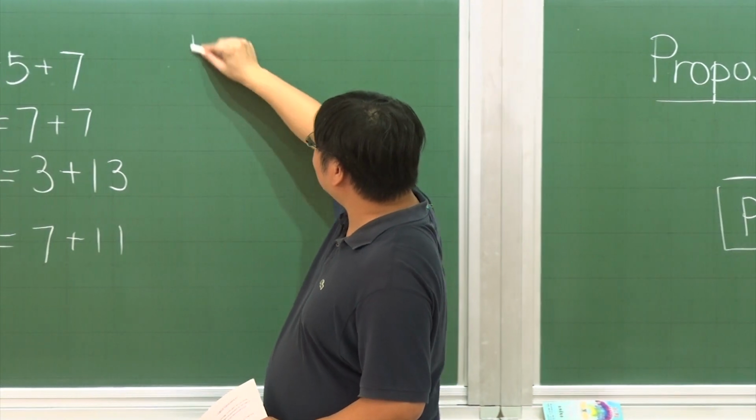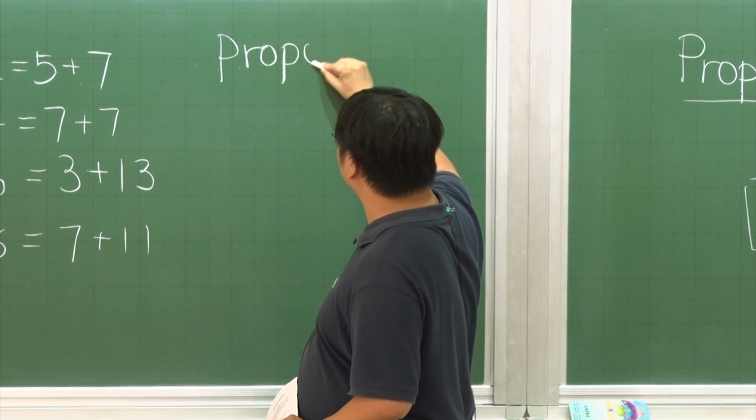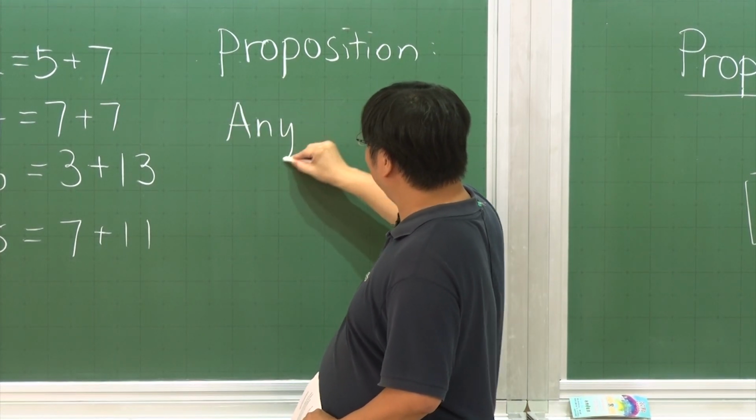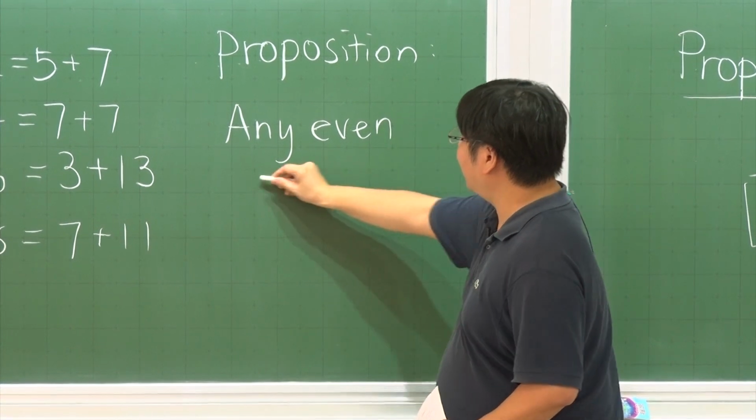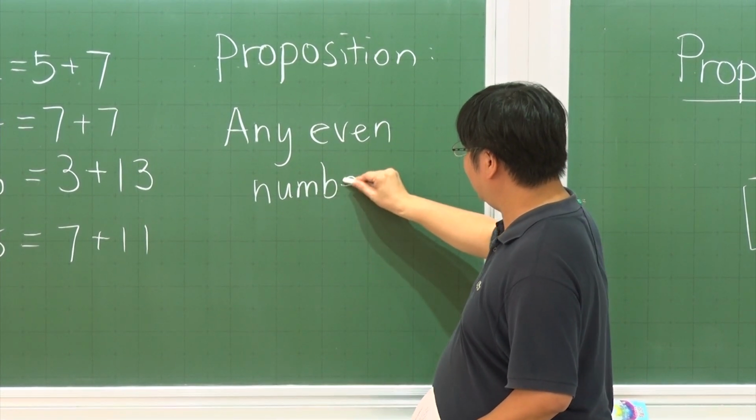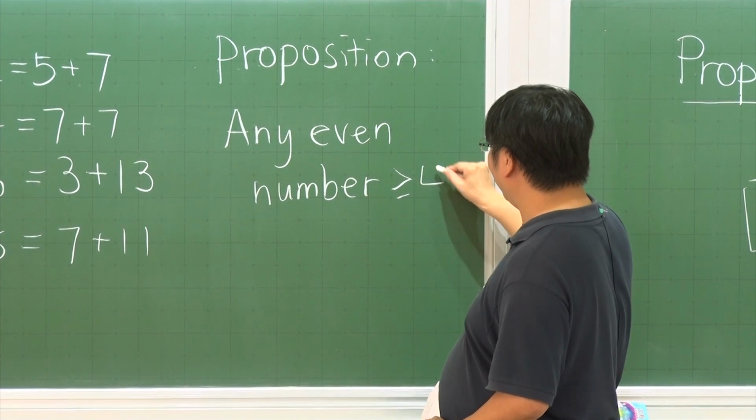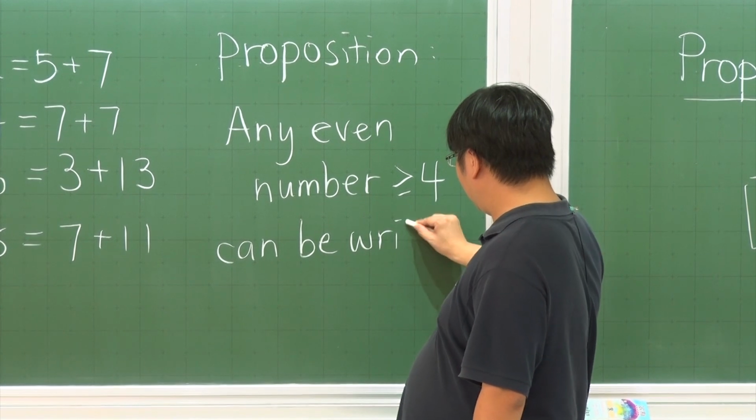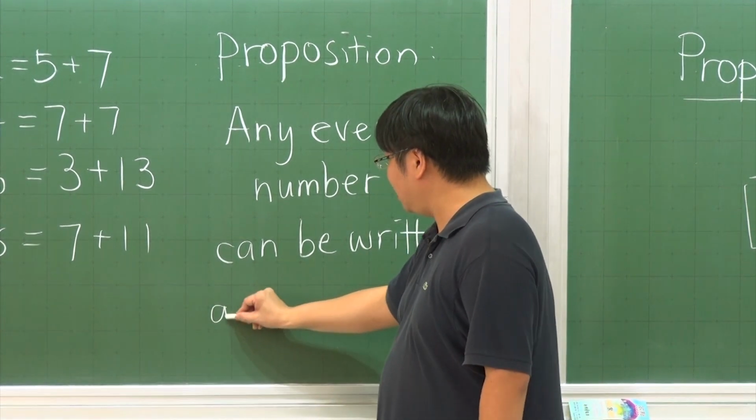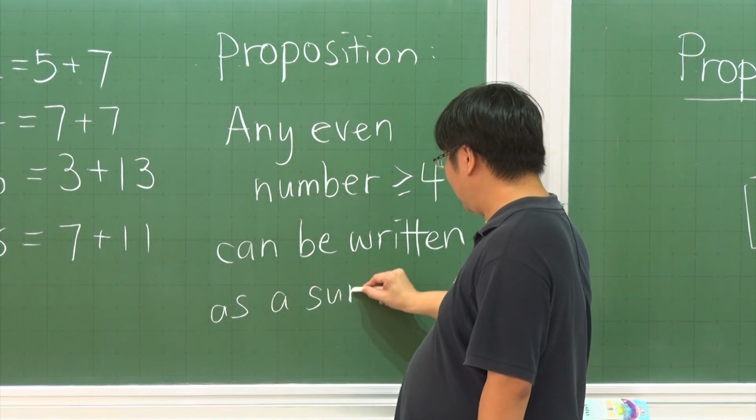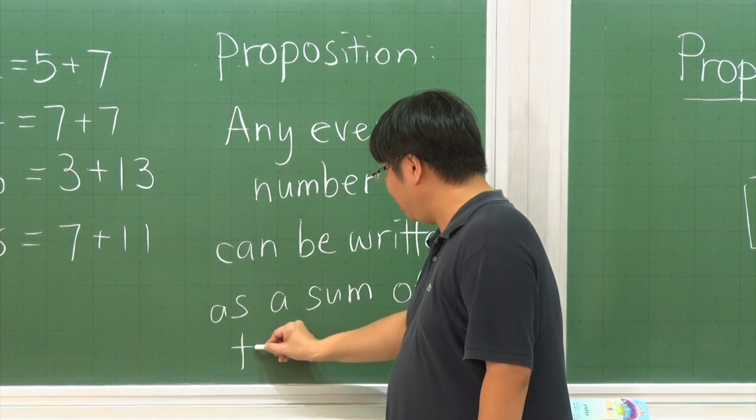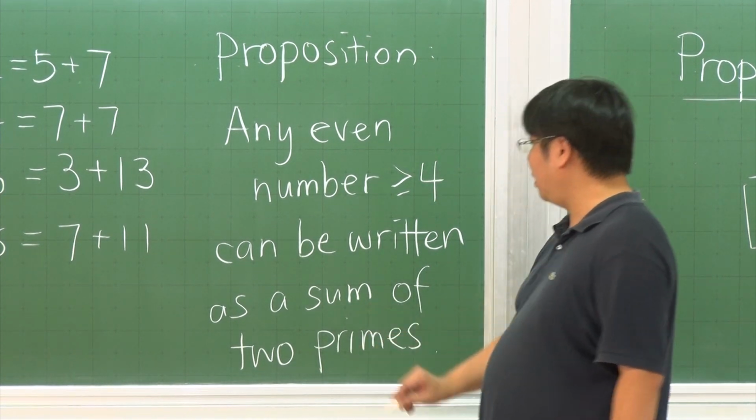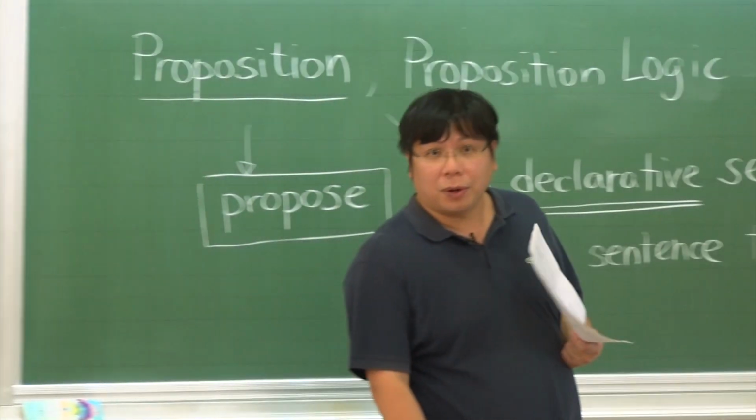So there is a proposition. Someone has made this proposition. This proposition is: any even number greater than or equal to 4 can be written as a sum of two primes. Okay, as a sum of two primes. Now this is a proposition.